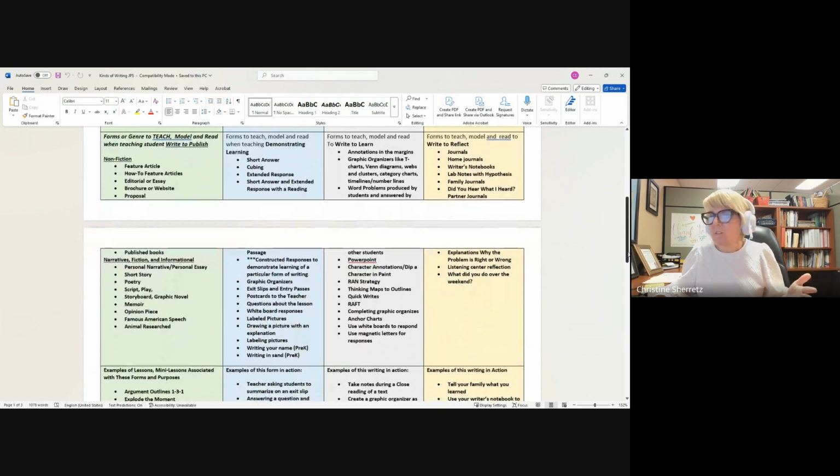Whiteboard responses, all these different things. But it's a way, a method for students to show what they know. Show what they know in social studies, show what they know in science, to show what they know in these other areas.